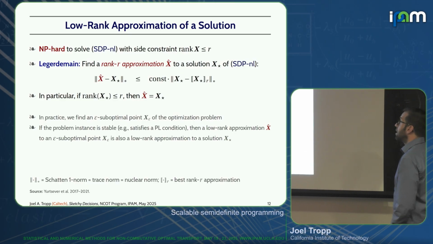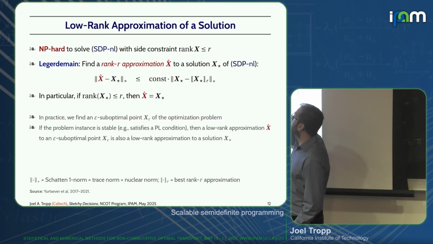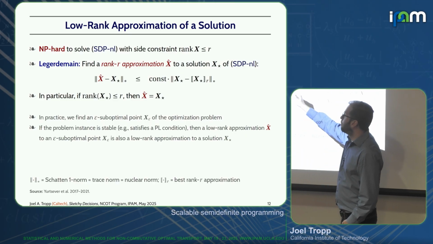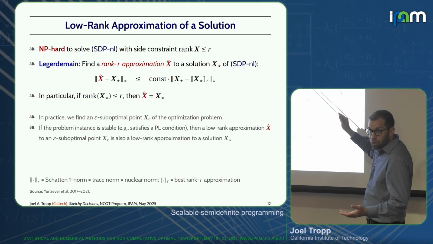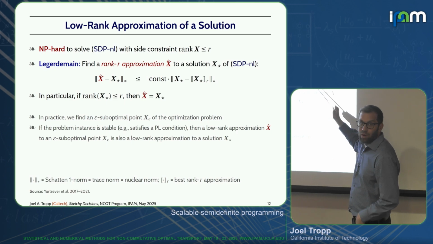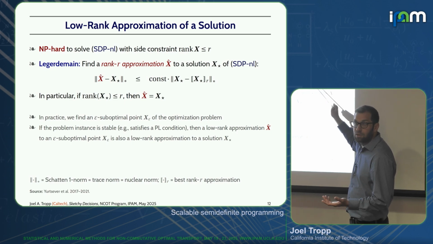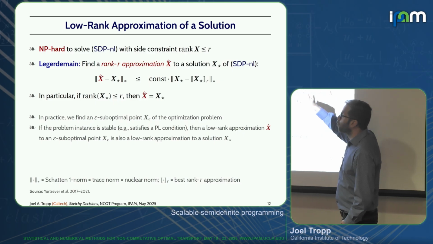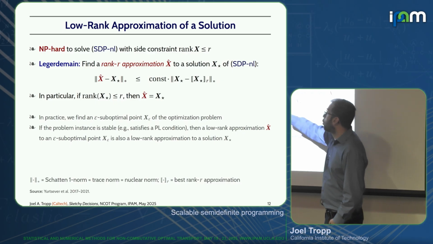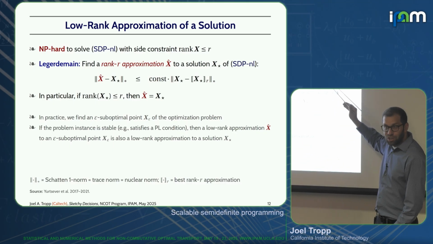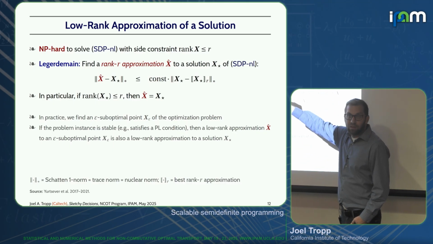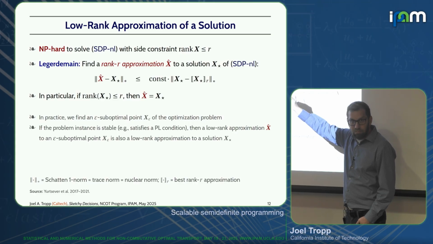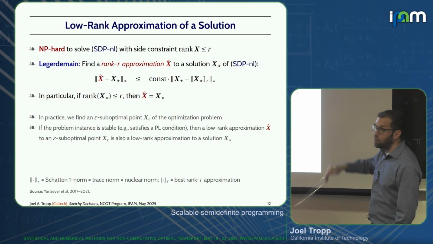Okay? So what that means is that we're going to look for some low-rank matrix X, which is close to an optimal point of the SDP. How close? Nearly as close as the best rank R approximation of the optimal point. Okay? So if the SDP has a solution which is well approximated by a low-rank matrix, we're going to produce something that is also an excellent solution to the SDP. That's what this inequality states.